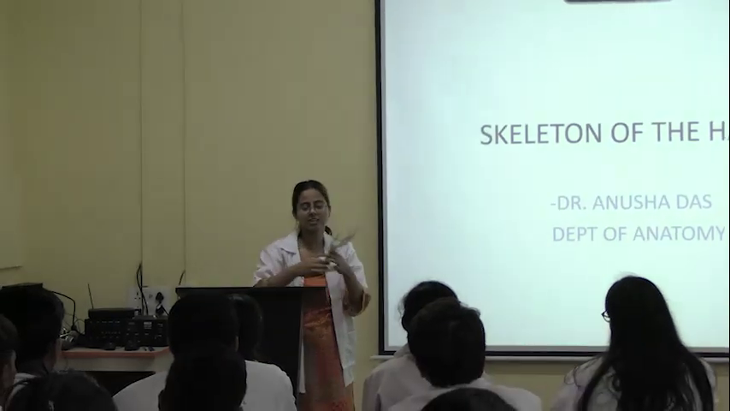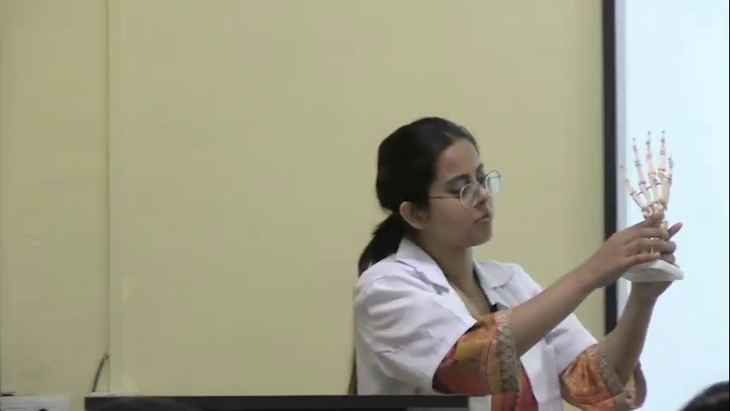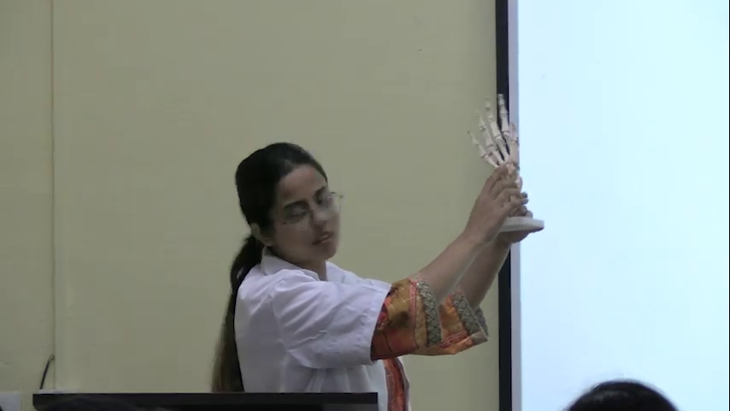Can you tell how many carpal bones there are in our body? Eight. Eight in one hand. Okay. This is the proximal, you know proximal, distal? So this is the proximal row and this is the distal row.